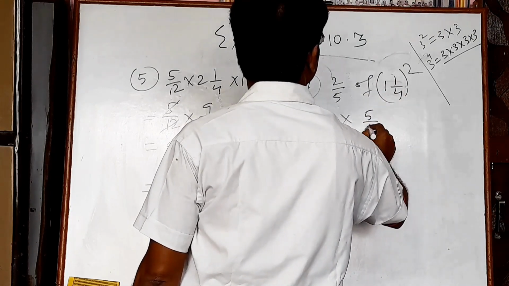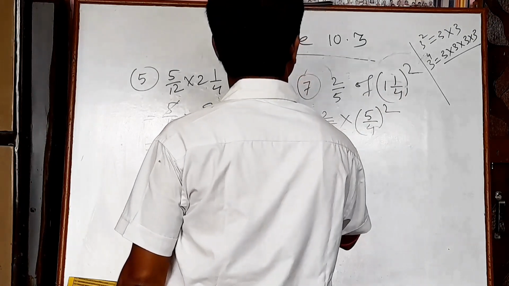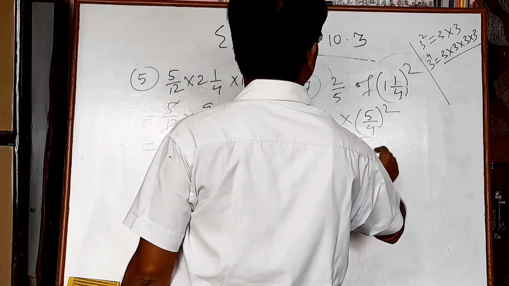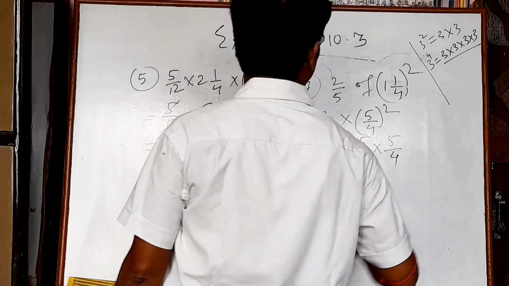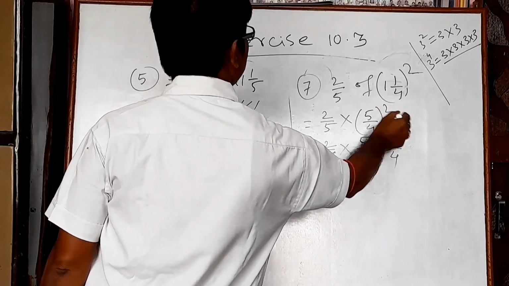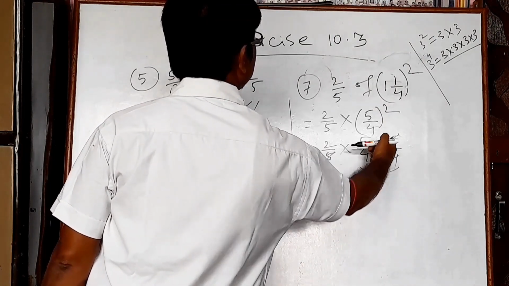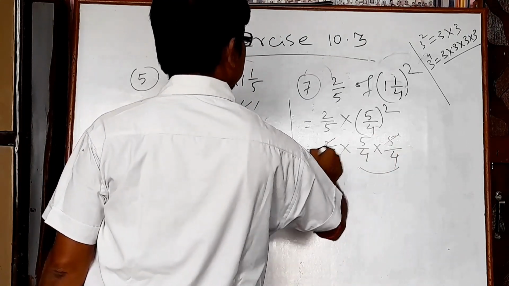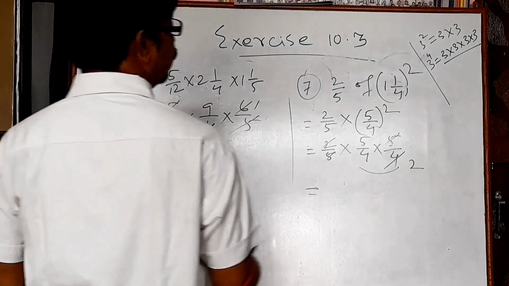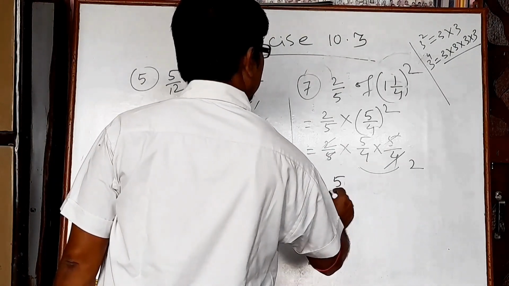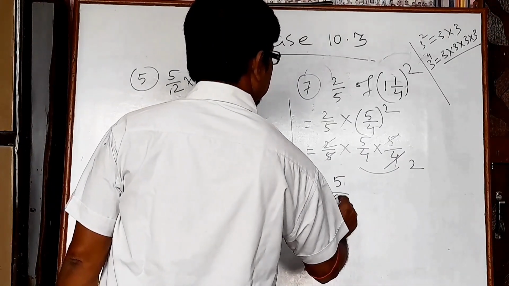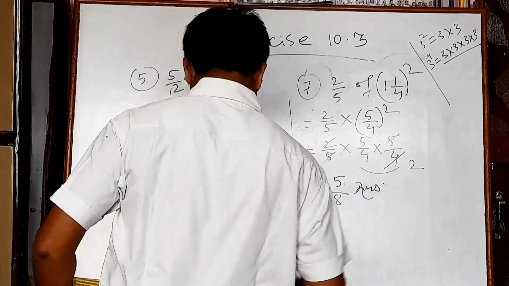(5/4)² means 5/4 into 5/4. Since there are 2 of them, that's why I have written 2 times 5/4, 5/4. Now one 5 will be cancelled. 2 ones are 2, 2 twos are 4. Now the number left in the numerator is 5 and the number left in the denominator is 4 into 2. 4 into 2 is 8. So 5/8 should be the answer.